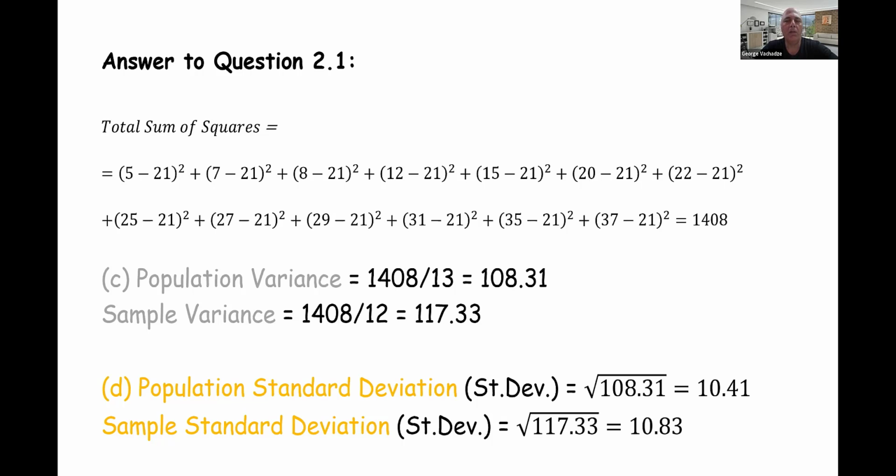Then we sum up everything, we get 1,408, and in order to find the population variance, we divide 1,408 by 13, which turns out to be 108.31. In order to find the sample variance, we divide 1,408 by n minus 1, which is 12. That gives us 117.33. To find the population standard deviation, we take the square root of the population variance, and to find the sample standard deviation, we take the square root of the sample variance.